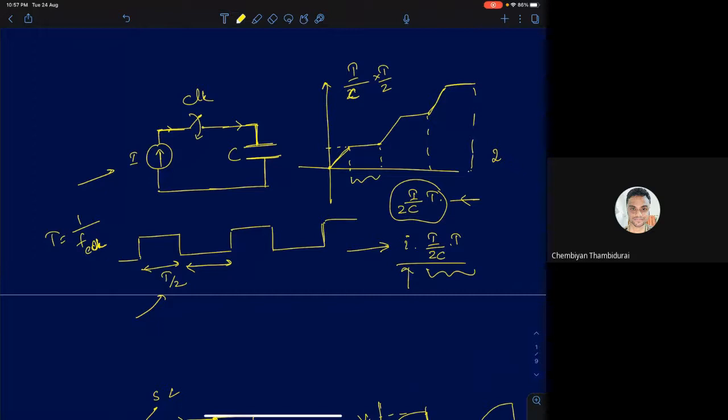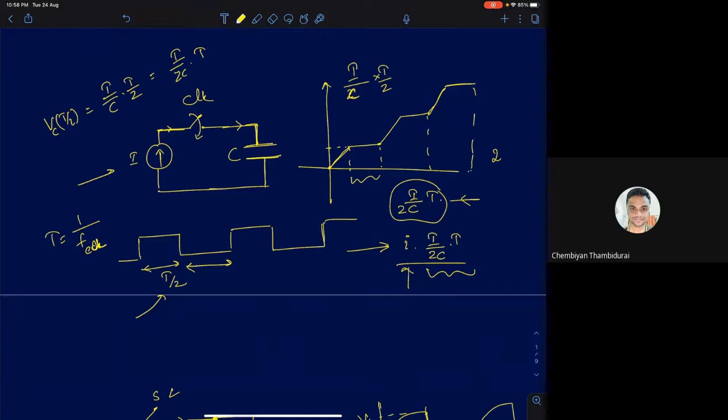Now, when the clock is on, the current I will charge the capacitor, and it's on for T by 2 seconds. So the voltage stored across the capacitor at the end of T by 2 seconds is going to be I upon C, since it's a constant current, into T by 2. I can write it as I by 2C into T. So this will be the voltage across the capacitor at the end of T by 2.